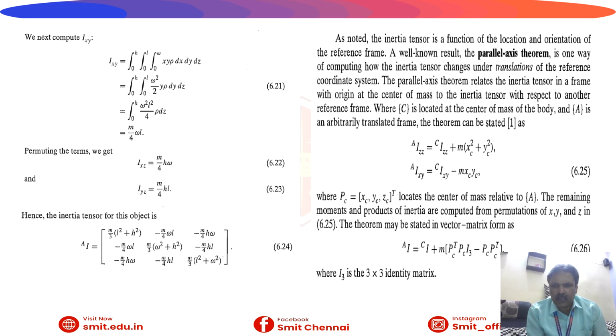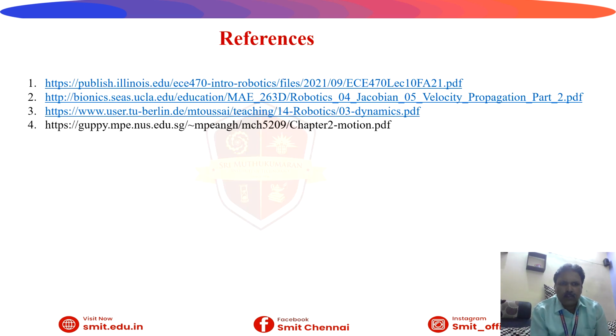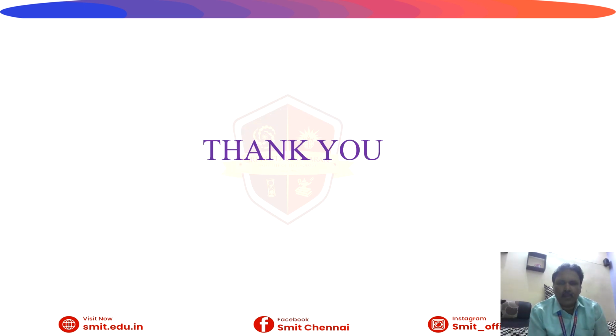Finally, you are getting AI equal to CI plus M (PC transpose PC I3 minus PC PC transpose). I3 is the 3 by 3 identity matrix. So these are the references which I took for preparing this content. Kindly go through the references.